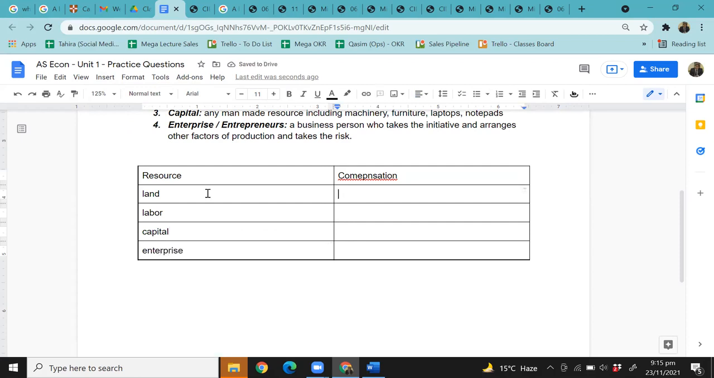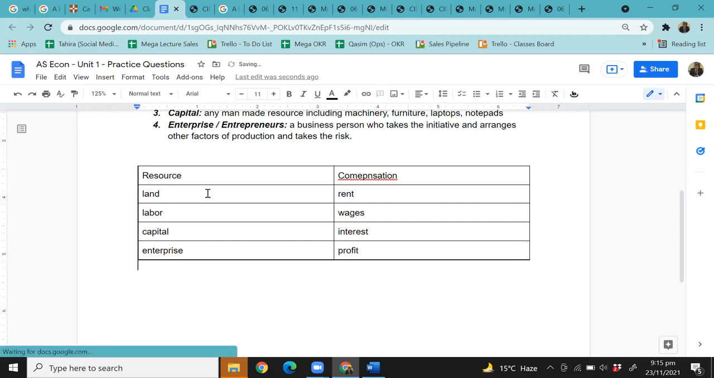So land gets what, students? Land gets rent. When you rent out any premises, a building, an apartment, an office space, whatever it is, you're paying rent. Labor gets what? Wages, right? Most of the time we will say wages or salaries, but we'll use the word wages here. Then for capital, what do you get? Interest. Why capital gets interest, I'll tell you in a bit. And enterprise gets what? Profit.